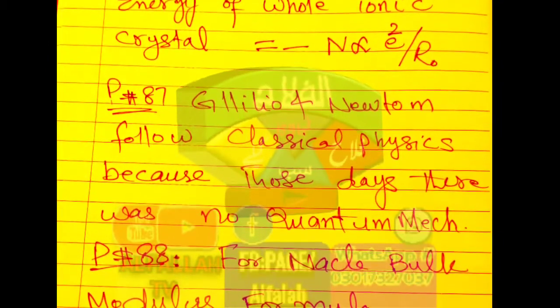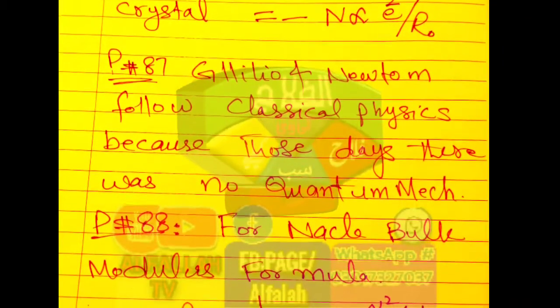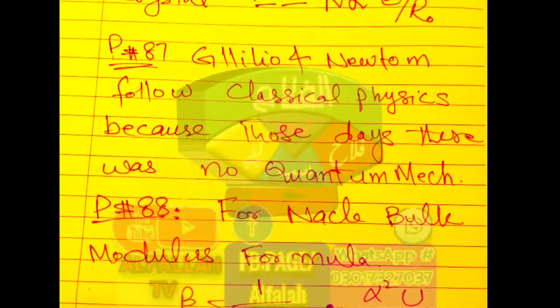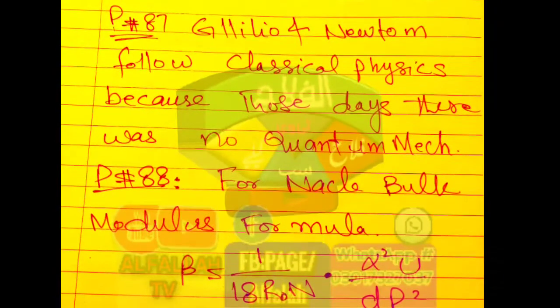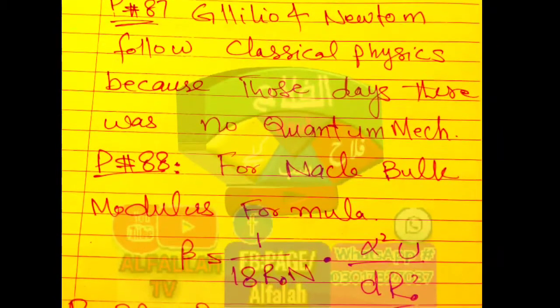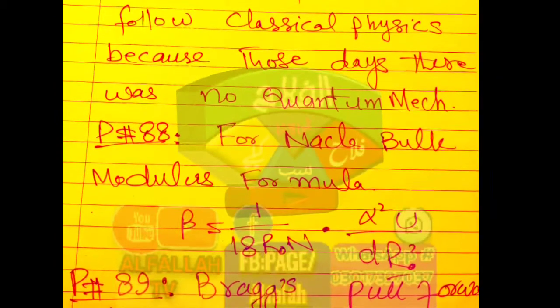Point number 87, Galileo and Newton followed classical physics because in those days there was no quantum mechanics. Point number 88, for NaCl the bulk modulus formula is B is equal to 1 over 18 R naught n dot alpha square U over dr square.